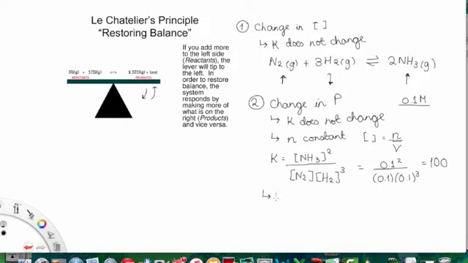So let's say pressure doubles or volume halves, then the new concentration would be 0.2 molar. Now let's look at the reaction quotient. Reaction quotient Q is going to equal 0.2 squared over 0.2 times 0.2 cubed, which is 25. And so the reaction will shift to the right.